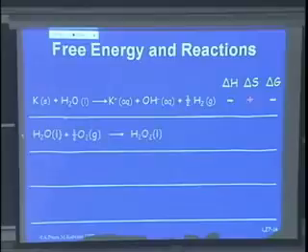Now let's do the next one. We have liquid water and oxygen. So it's a liquid and a gas, and that's a liquid. And so we don't know what the enthalpy change is. I have to tell you that.